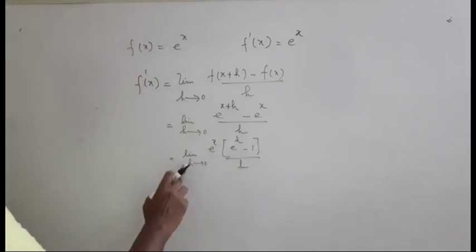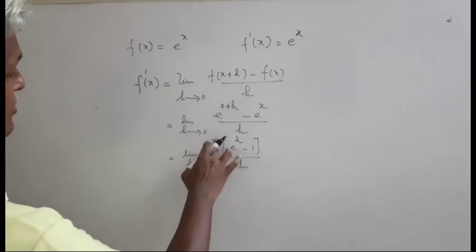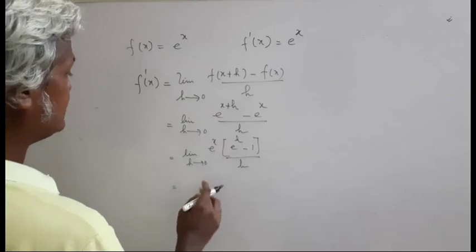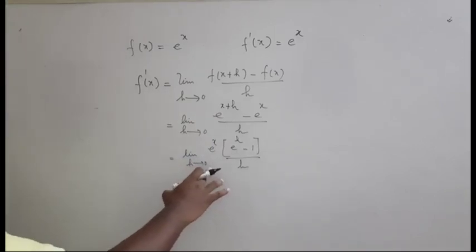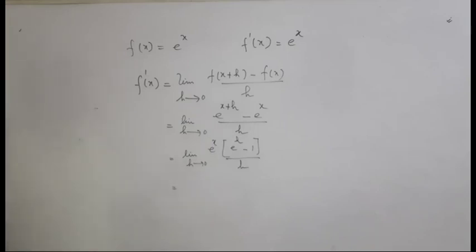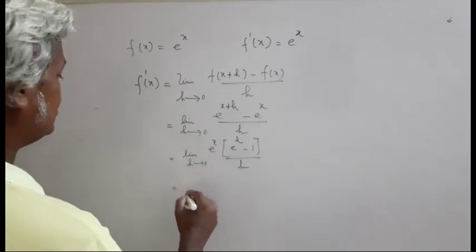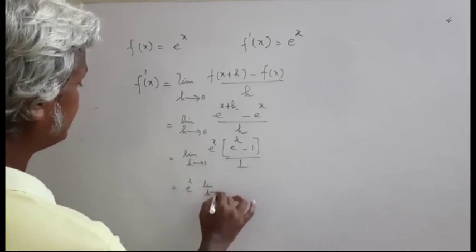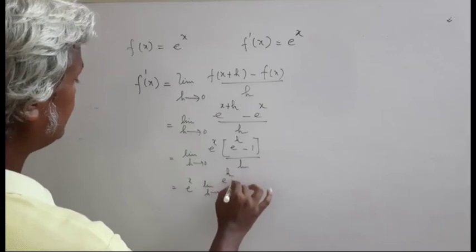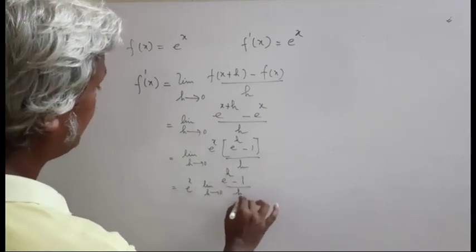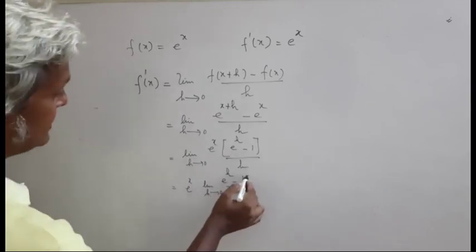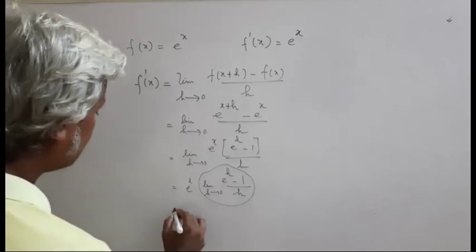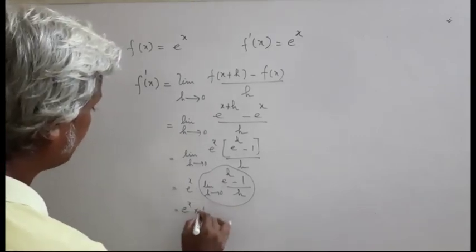Now see, here we have the limit h tends to 0 and e to the power x is independent of h, so you can just take it as a constant and take it outside, because when h is tending to 0, e to the power x would remain unaffected by the changes in h. So we will write e to the power x, limit h tends to 0, e to the power h minus 1 over h. And those who have studied the limit properly must know that this value is 1. So it is e to the power x into 1.